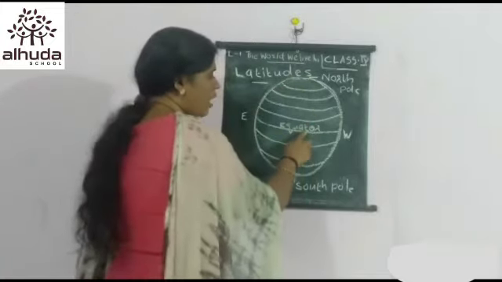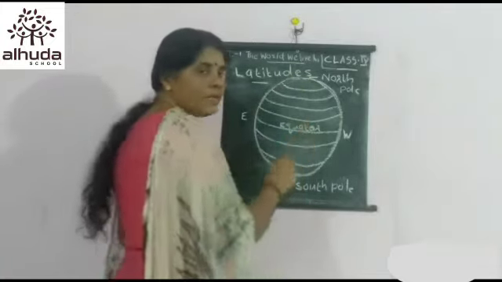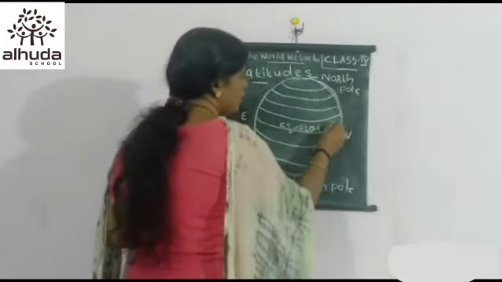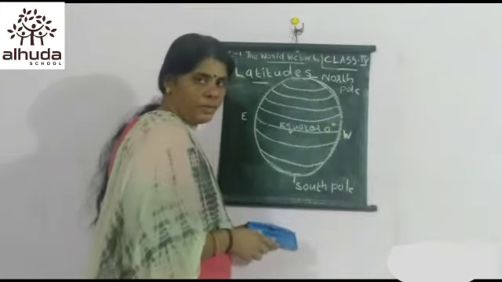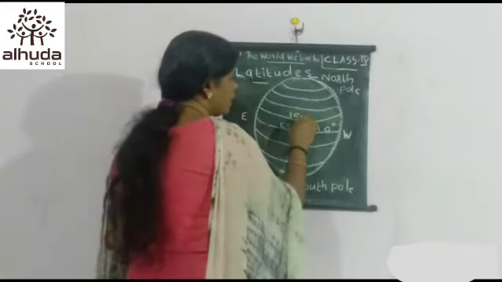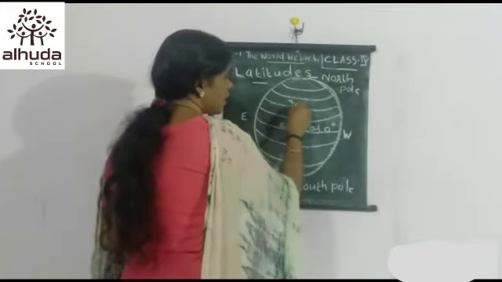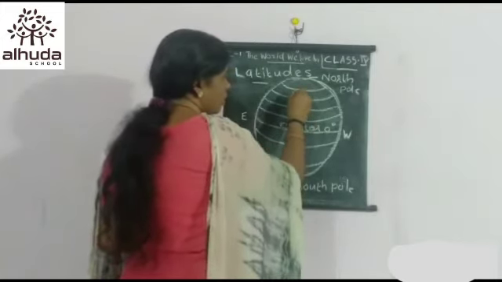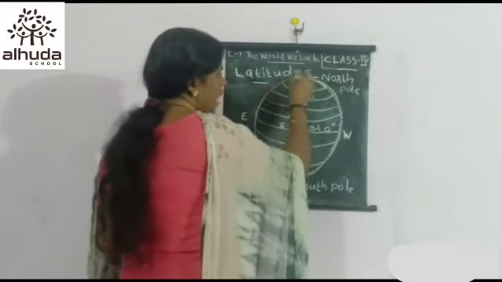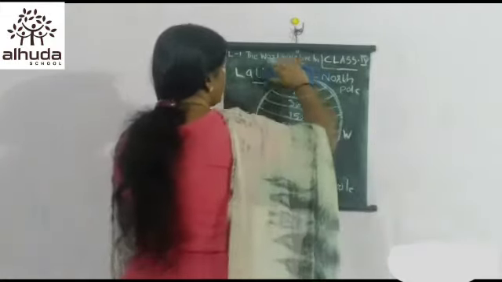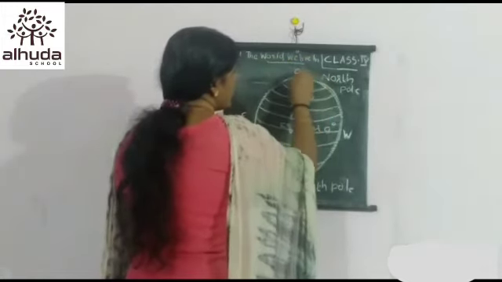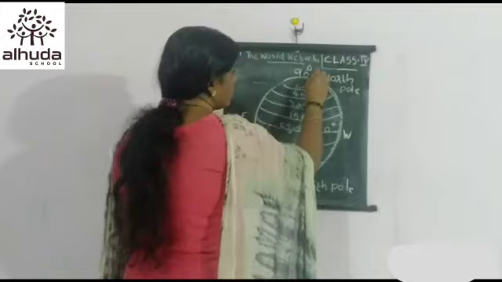Always, from this equator, we measure the degree. So, the equator is always 0 degree. Which degree? 0 degree we calculate. And the next is 15 degree. The next one is 30 degree. The next one is 45 degree. The next is 60 degree. And here it is the north pole. That is 90 degree north.